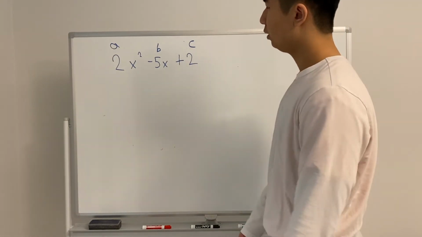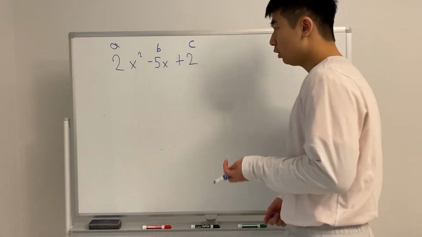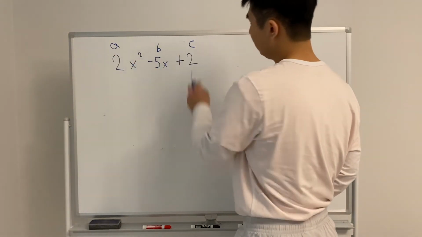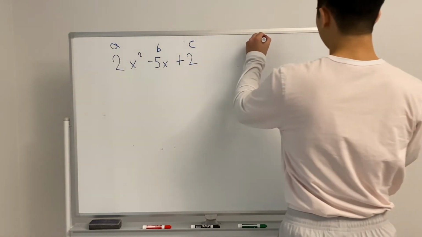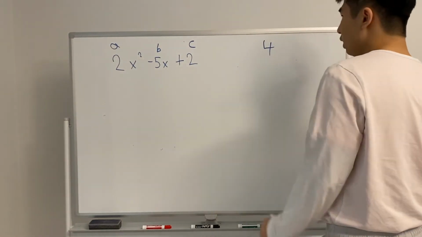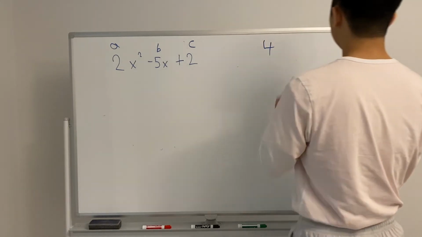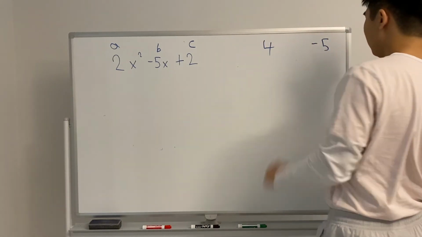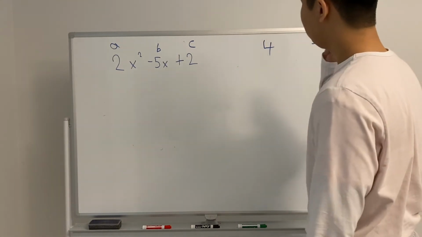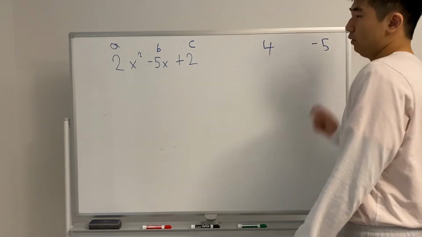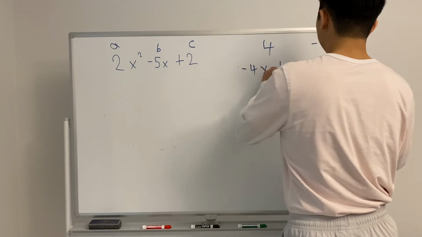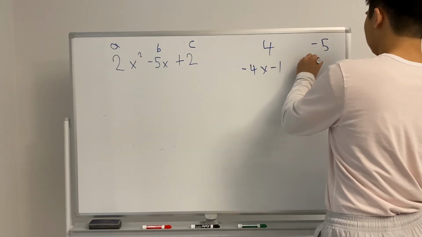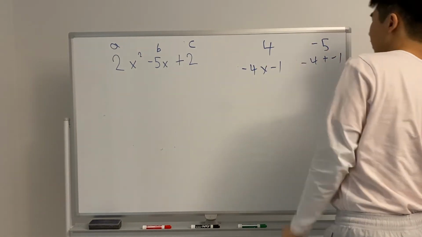So what you do now, when a is not equal to 1, is take the a value and multiply by the c value. So 2 times 2 is 4. And then we write the b value down, which is negative 5. And now you do the same thing. You see which two numbers multiply to 4 and add to negative 5. So the answers are negative 4 and negative 1, because negative 4 times negative 1 is 4, and negative 4 plus negative 1 is negative 5.